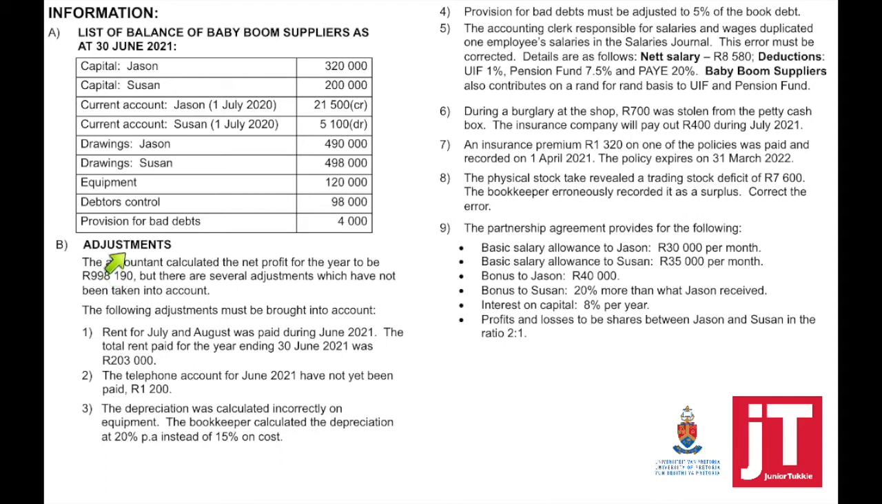If you now look at the adjustments, it says the accountant calculated the net profit for the year to be 998,190. But there are several adjustments which have not been taken into account. So now we need to look at all of these adjustments and see how would that affect the net profit which has already been calculated.